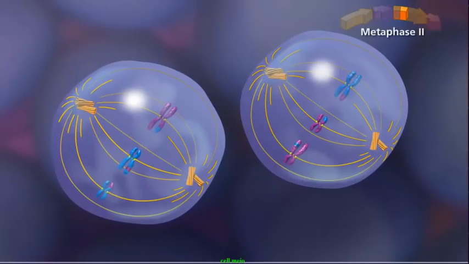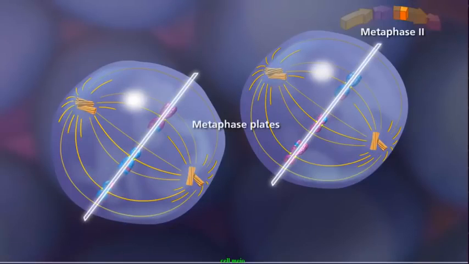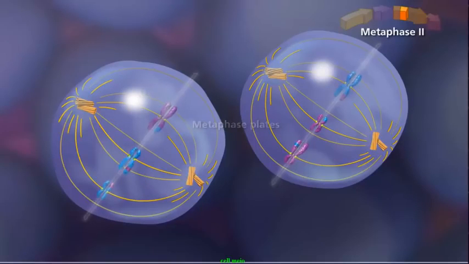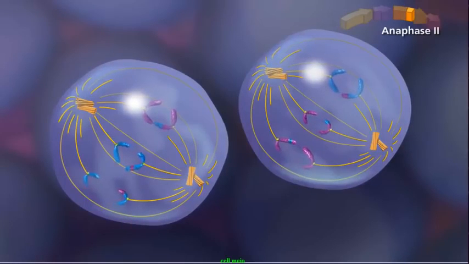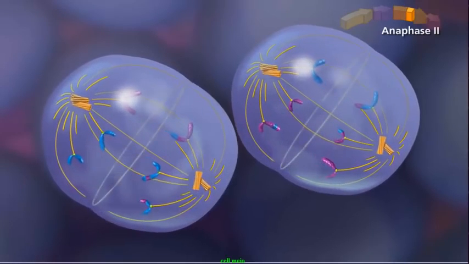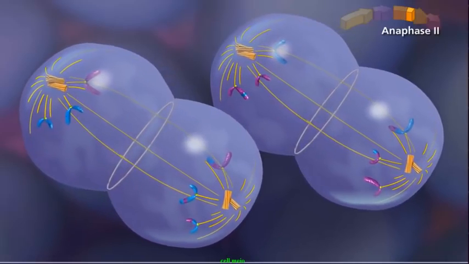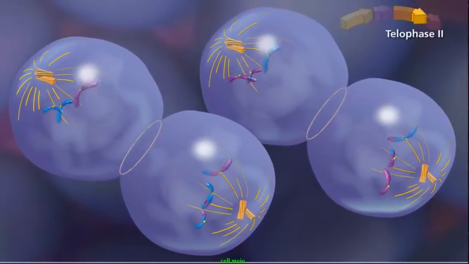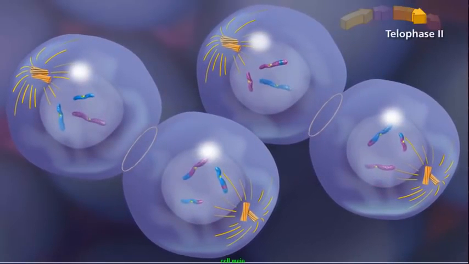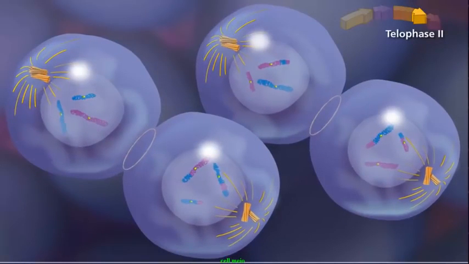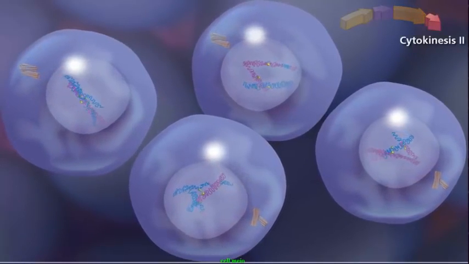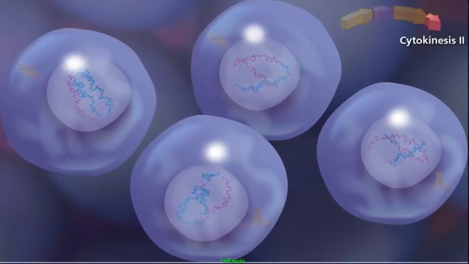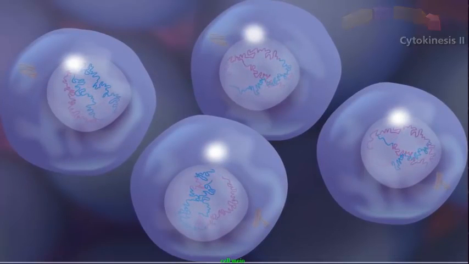The spindle aligns the sister chromatids along the metaphase plate during metaphase II. During anaphase II, sister chromatids separate and individual chromosomes move toward the poles. The entire process ends with telophase II, as the chromosomes decondense and the nuclear envelope reforms. Cytokinesis occurs, and cleavage furrows separate the 2 daughter cells into 4 haploid daughter cells.